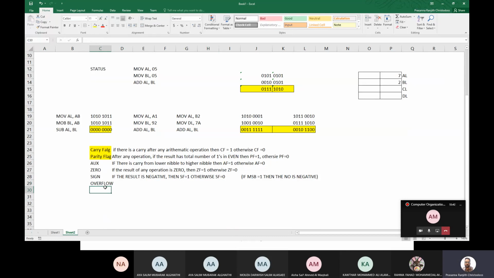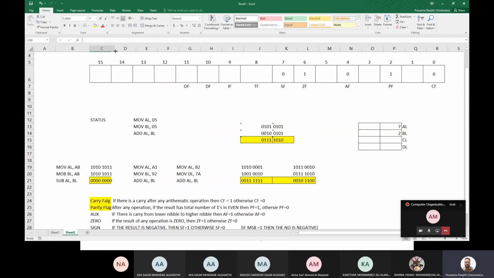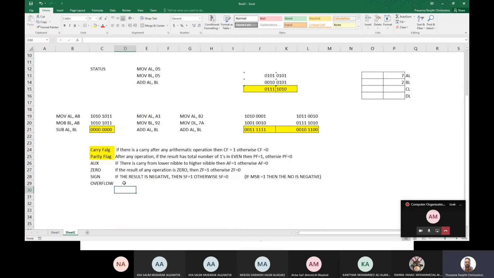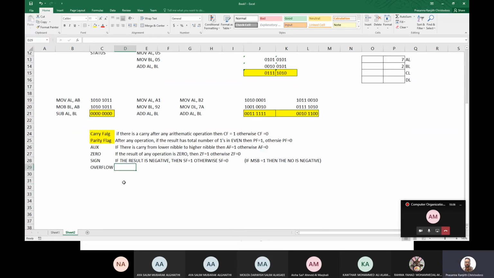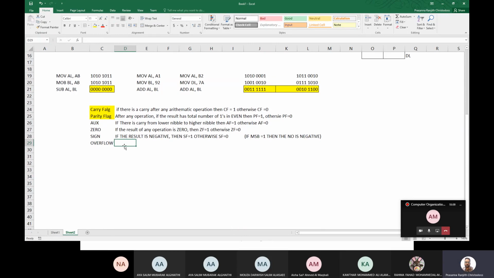Overflow. Overflow is if the result is bigger than your register, then it is called overflow. Do you understand? Repeat: if the result is bigger than your register, then OF equals 1. Otherwise, OF equals 0.